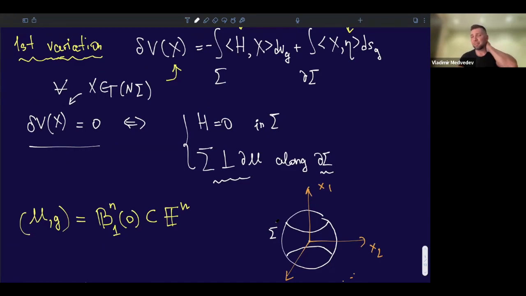Let's consider some examples. The first important example is when M is the ball centered at the origin of radius 1 in the Euclidean space E^n, the Euclidean unit ball. I'm going to use the following notation for the Euclidean metric: delta is the Euclidean metric.